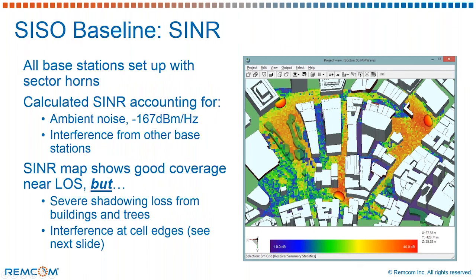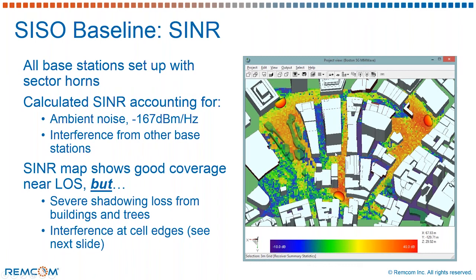We began with our baseline case using 3 sector horns and our UEs, and we generated simulations for a field grid throughout the 3 cells that we set up. In this case, for noise, we used an ambient noise of negative 167 dBm per hertz, and we included interference between the base stations and each other to account for adjacent cell interference.